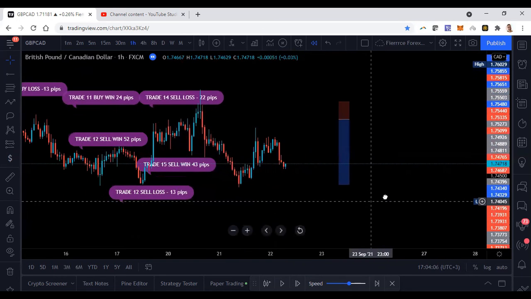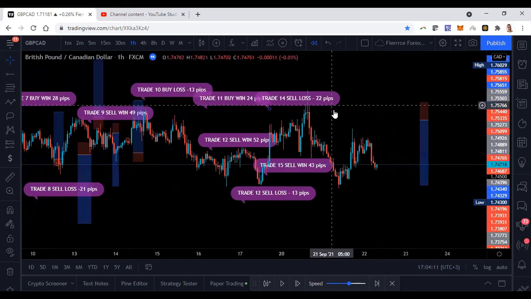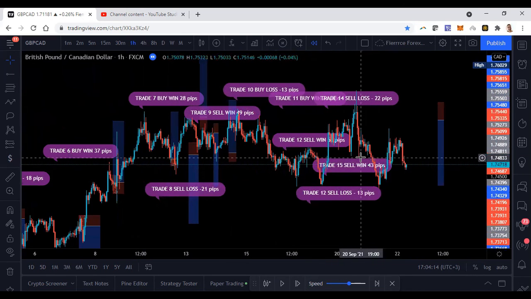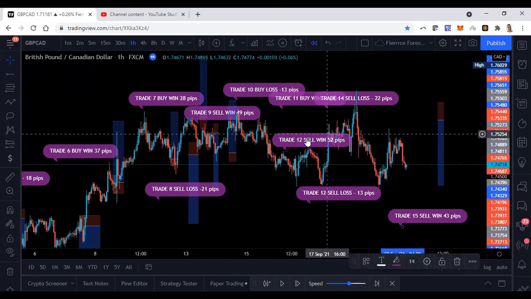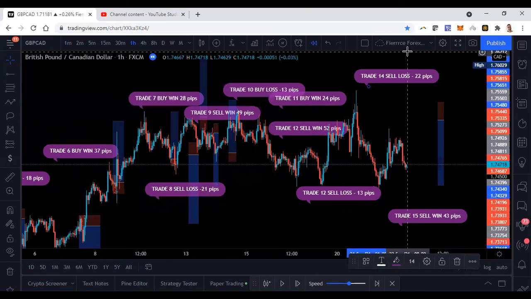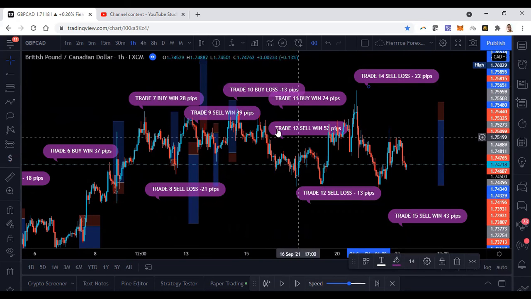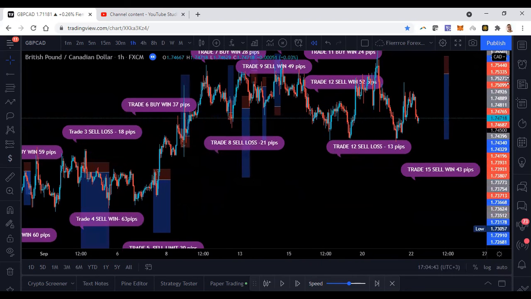But basically what we are seeing, this is day 22. So in these 22 days of trading, we've taken 15 trades and we've taken 4 losses. So we're 11 trades up. Of the losses, we've lost 22 plus 13 pips, plus 21, plus another 13 pips, and 18 pips. So we've lost a total of 87 pips.